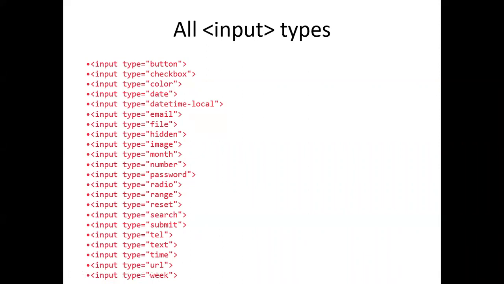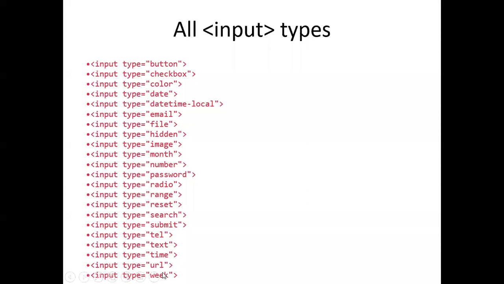So it will add a date column over there. Then local date and time we can include. Email we can include. File we can include. Hidden is one attribute we have seen. Image you can add over there. Month, number, password, radio, range. Reset is there again. Search is there. So you can add a search button. Submit button is there. Text, time, URL, and week. These are the attributes.